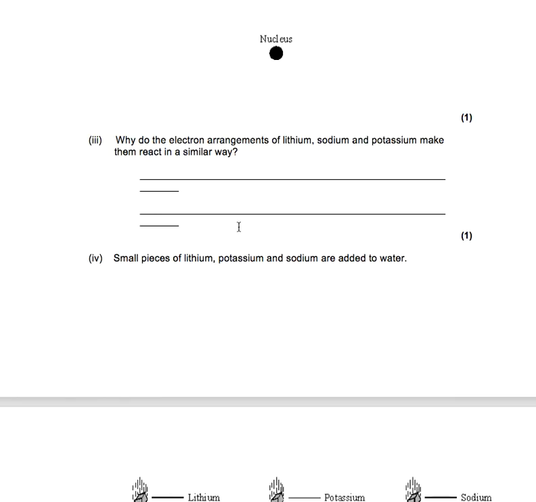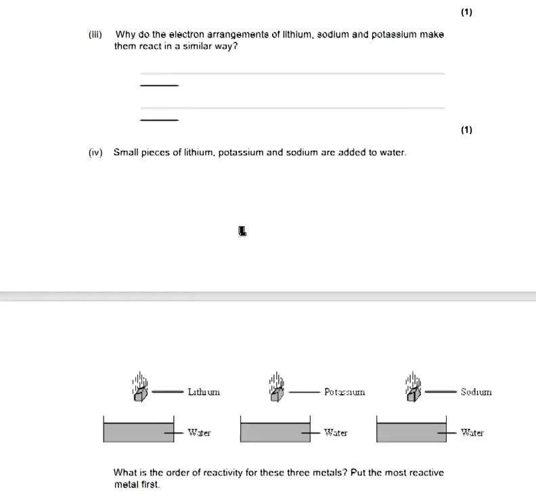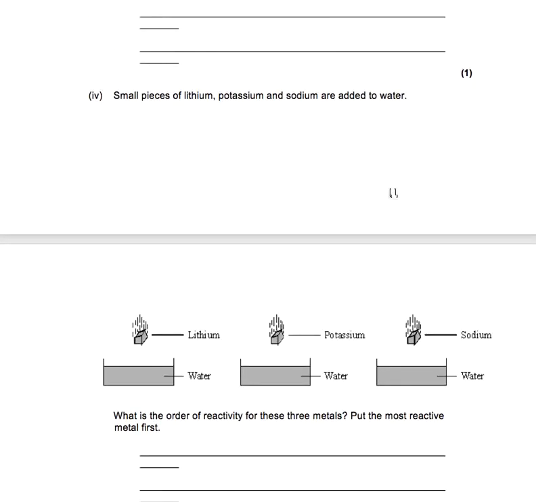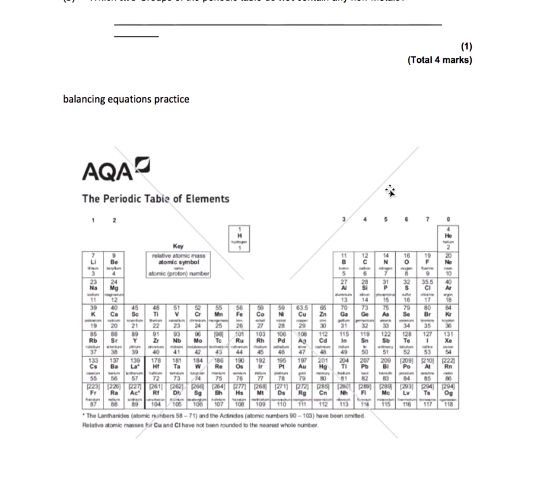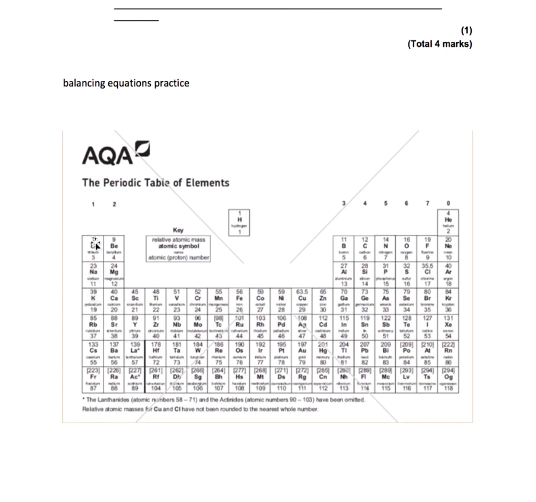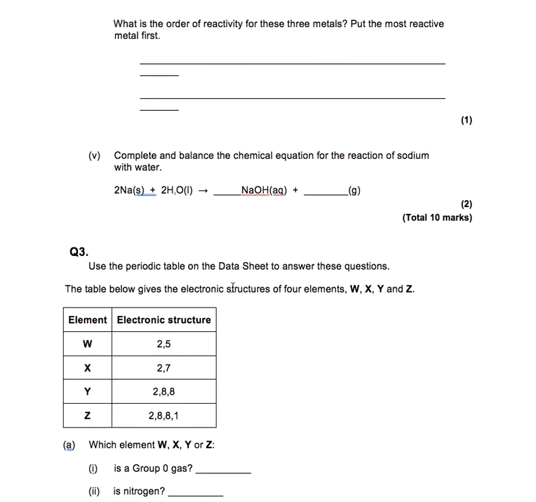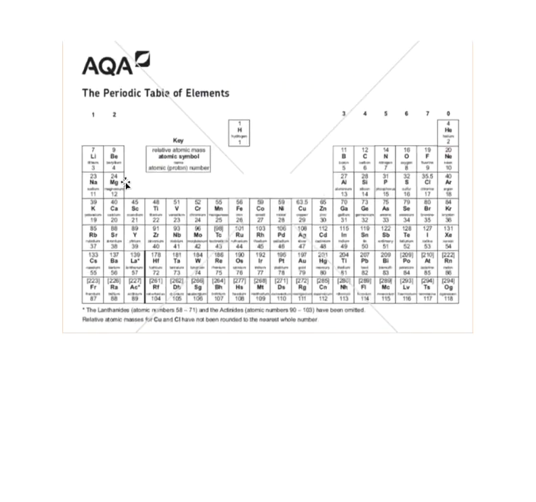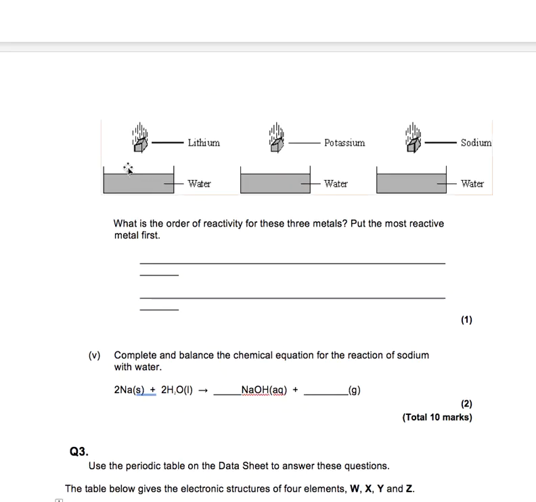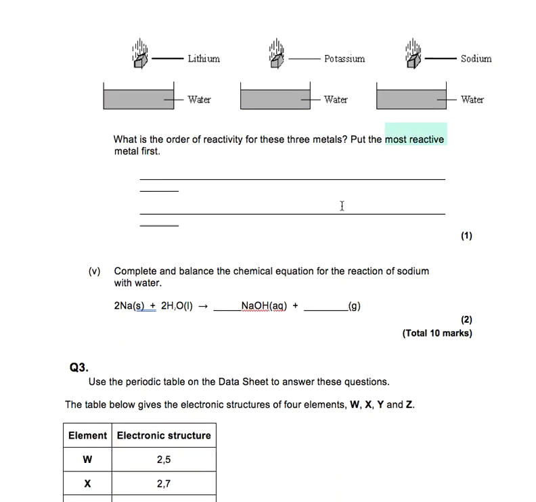Why do the electron arrangements of lithium, sodium, and potassium make them react in a similar way? They all have 1 electron in the outer shell. Small pieces of lithium, potassium, and sodium are added to water. Remember which way the reactivity goes. If we look at the table, lithium, sodium, potassium, reactivity is increasing as you go from lithium to potassium. So lithium, sodium, potassium would be the order of reactivity. Most reactive first, potassium, then sodium, then lithium, because they want the most reactive first, don't they?